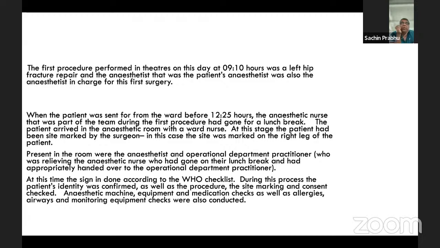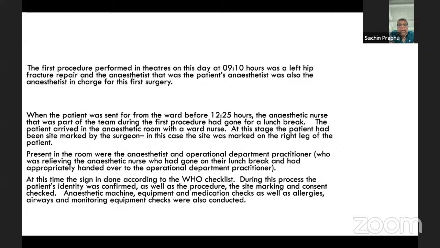So now this was the second case on the list. The first case was also a hemiarthroplasty, but that was done on the other side. So this was the right, that was the left one. So everything in the theater was sort of set up for the other side. When the patient was sent for, as an anesthetist, we have an assistant with us, which we call the ODP or anesthetic nurse. So it's just like a Swiss cheese model. That particular nurse went for a break. So somebody just came to relieve them.